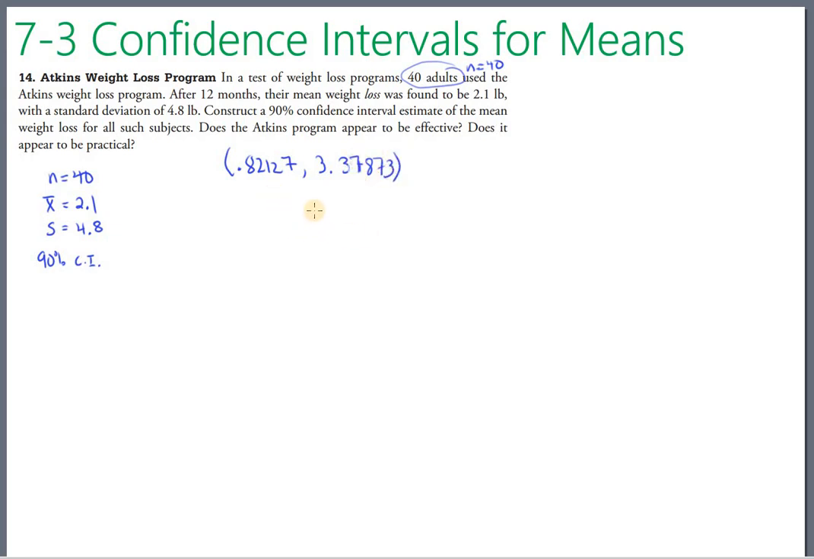Okay. So does the Atkins program appear to be effective? Effective? Yes. Was the amount of weight lost 0? It was not, right? They at least lost, at the lower end, maybe only 0.8 pounds on average. And on the upper end, maybe as much as a little more than 3 pounds on average. So yes, average weight loss was a loss. It wasn't 0. Does it appear to be practical? So this is a whole year on Atkins, and they lost on average somewhere between 1 and 3 pounds.